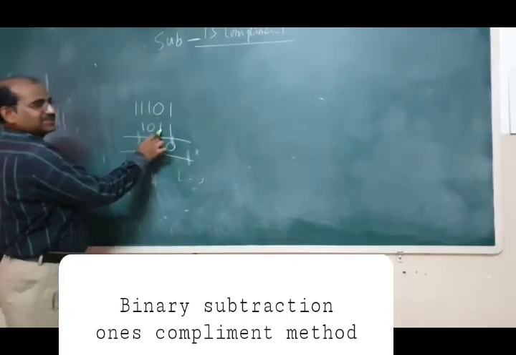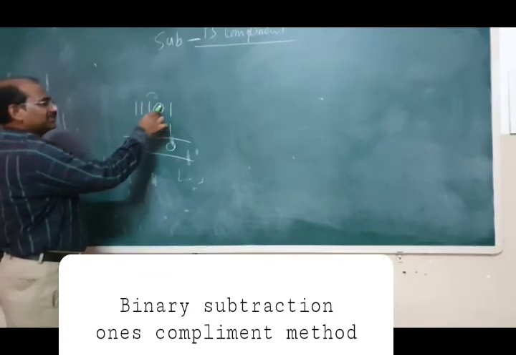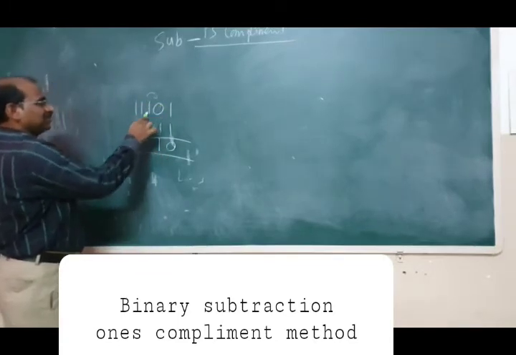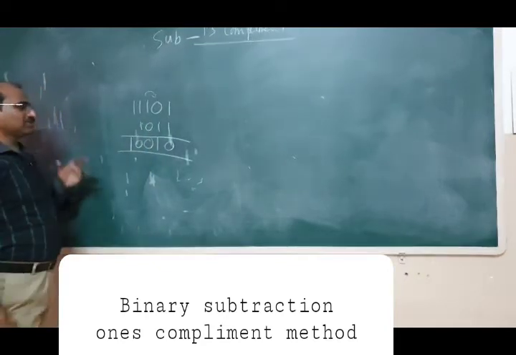So 0 minus 1 is not possible. You have to take a borrow. When you take a borrow, this will be 2. 2 minus 1 is 1. Then 0, 1 minus 1 is 0, 1. So this is the answer.